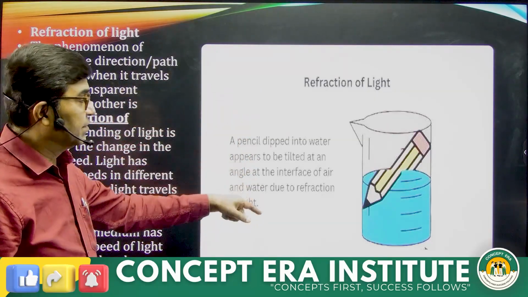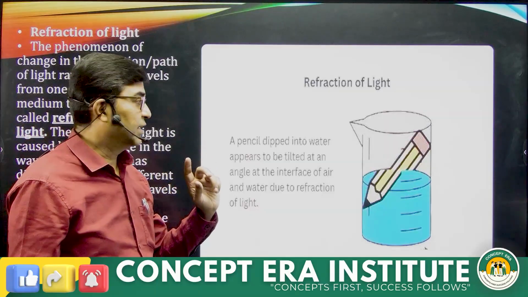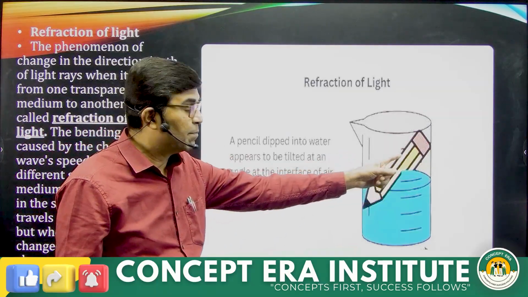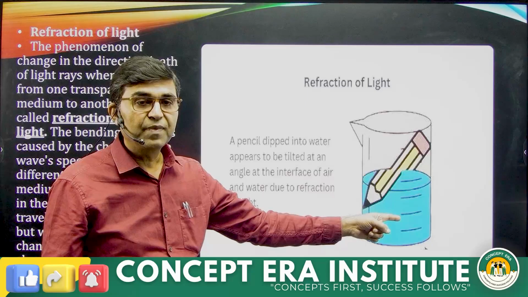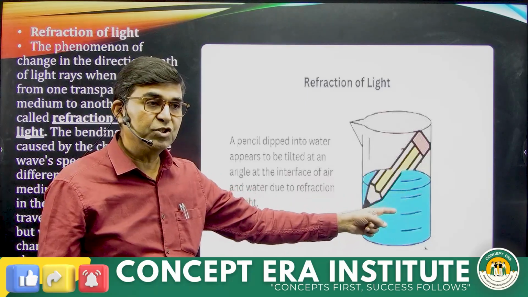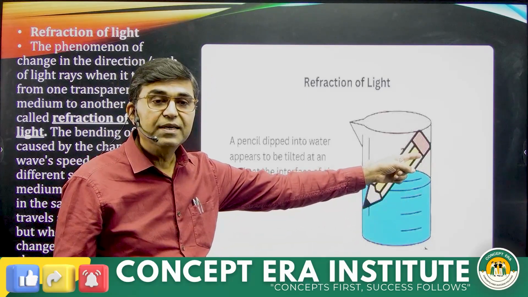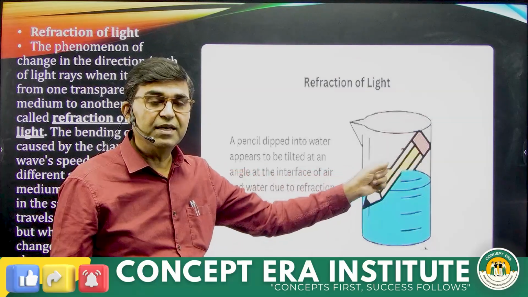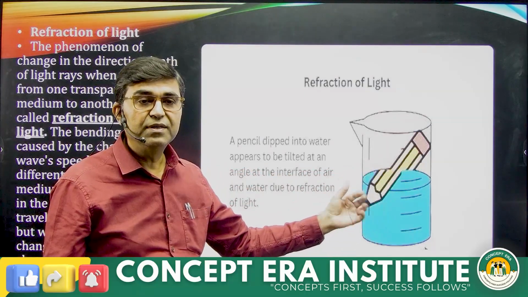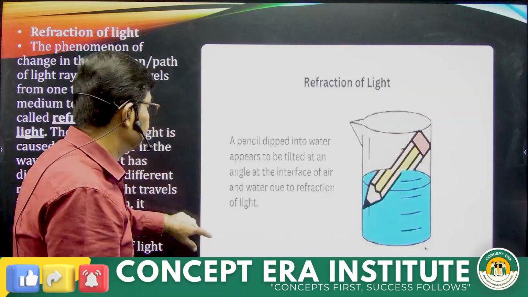Now, within a medium, the light travels in a straight line. Here you can see a pencil which is dipped in water. The portion which is dipped in water appears to be different from the portion that is in the air. This is due to refraction of light.